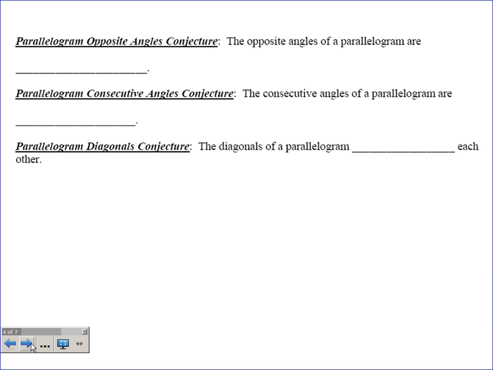The parallelogram opposite angles conjecture. The opposite angles of a parallelogram are what? Opposite angles are congruent. You already wrote that on your quarter sheet of paper. Consecutive angles of a parallelogram, are they the same? They're supplementary. We talked about that a minute ago. Supplementary.